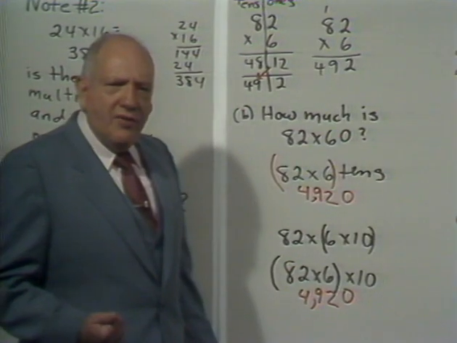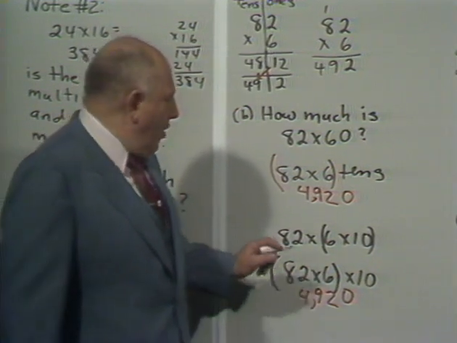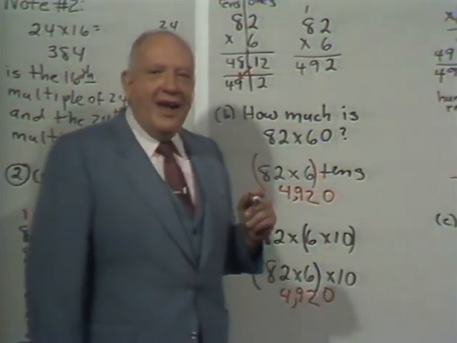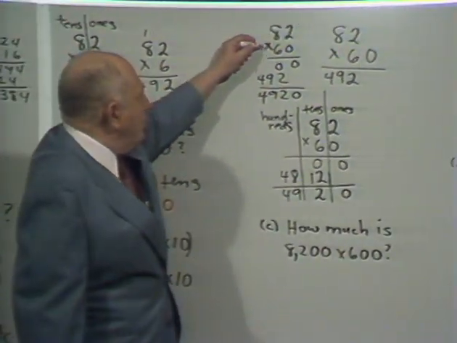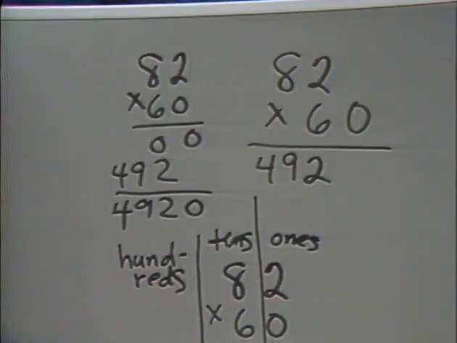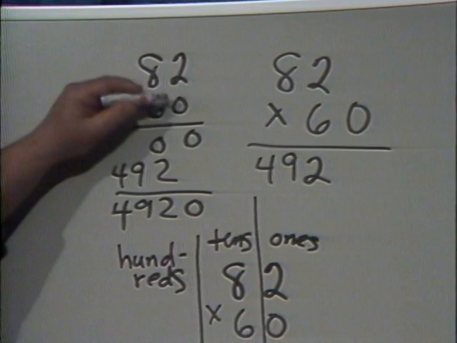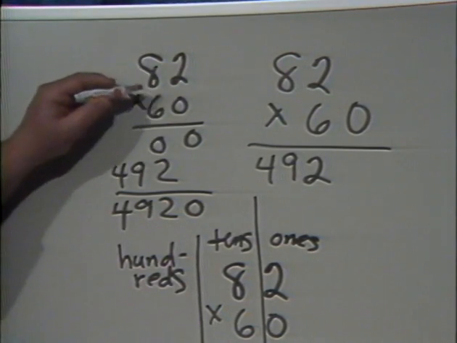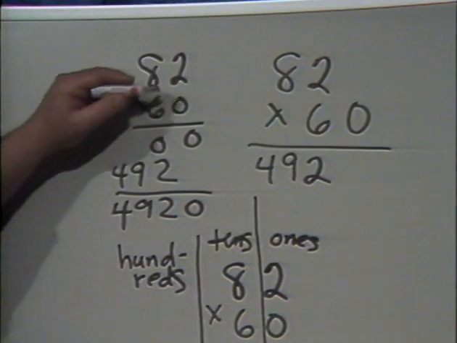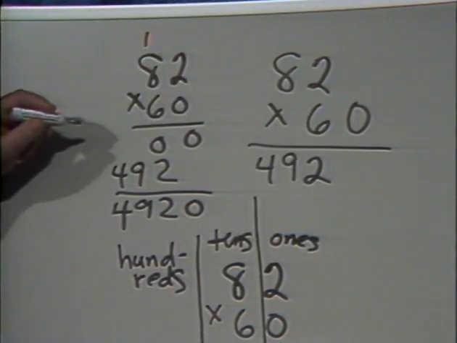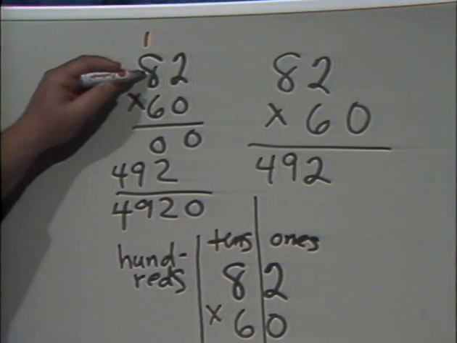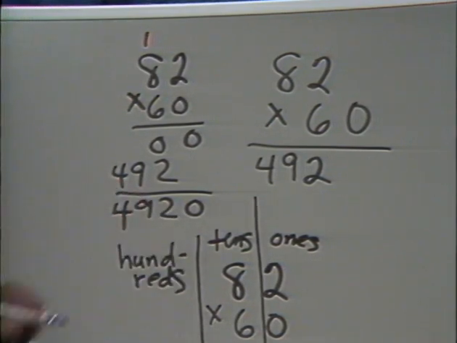What's the more traditional way of doing this? The more traditional way is what? We put the noun on top and the adjective on the bottom, and we write 82 times 60. And what's the rule? Each digit in the downstairs number multiplies each digit in the upstairs number. Each digit on the bottom number multiplies each digit on the top number, and you say what? 0 times 2 is 0, 0 times 8 is 0, 6 times 2 is 12, put down the 2 and carry the 1. Okay, 6 times 8 is 48, and 1 is 49. Now you add this up, and you get 4,920.